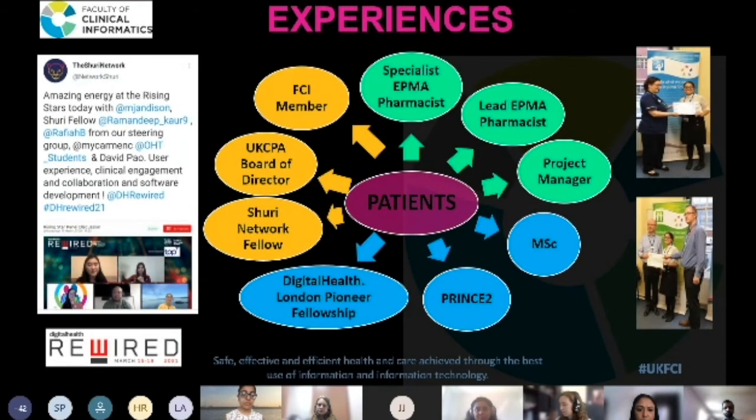So my experiences. For me, the patients and staff are at the heart of everything I do. I've held several roles in the digital field across 2 organisations. I'm undertaking the Digital Health London Pioneer Fellowship currently, and it has been a great way to meet others and learn about digital innovation projects in the country.